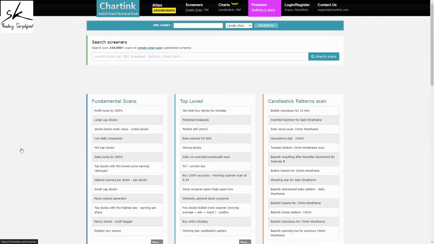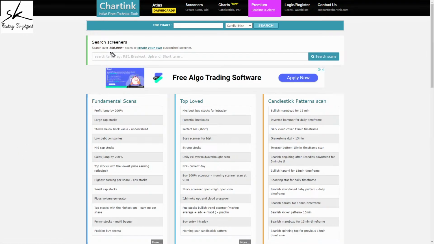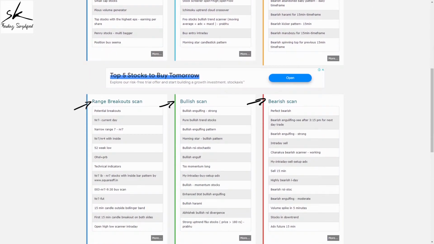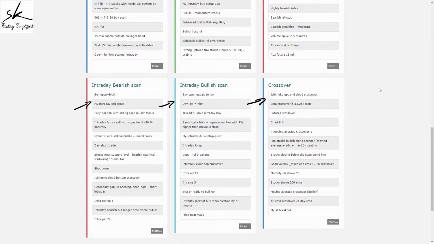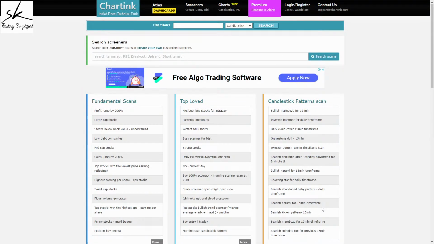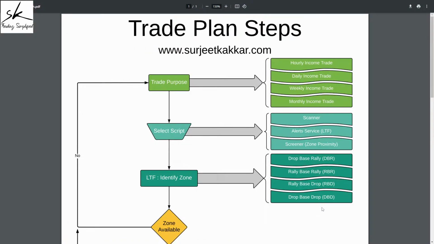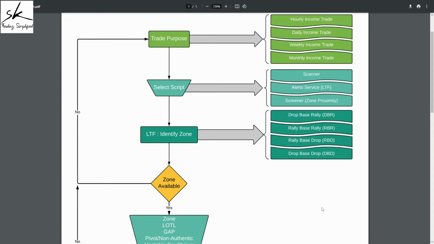And this is not the only scanner available. If you go to the screener section on this website, you can see you have over 150,000 scanners available to you on this particular website. Some are based on fundamental analysis, top left, candlestick patterns. If I further go down, range breakouts, bullish scan, bearish scan, then you have your intraday bearish, intraday bullish, crossovers. So this is an example of one simple website where you have over 150,000 scanners available to you. Similarly, if you do a Google search, you'll be able to find a number of websites, a number of scanner screeners, which can help you get a smaller list.